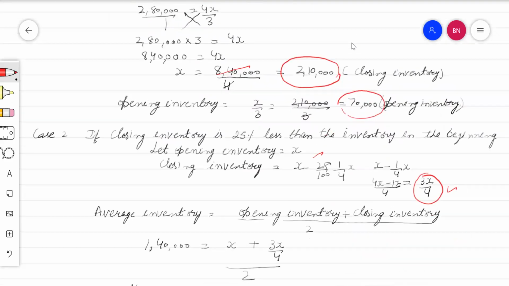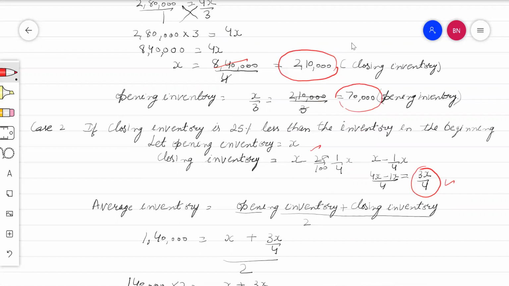And case 2, if closing inventory is 25% less than the inventory in the beginning. Let opening inventory be X and closing inventory be X minus 25%, or X minus 1 upon 4X, and after solving it we get 3X upon 4. If opening inventory is X, then closing inventory is 3X upon 4, and average inventory is equal to opening inventory plus closing inventory upon 2.